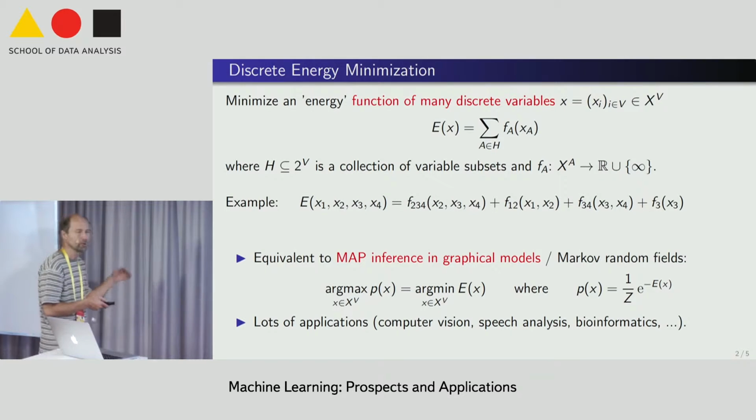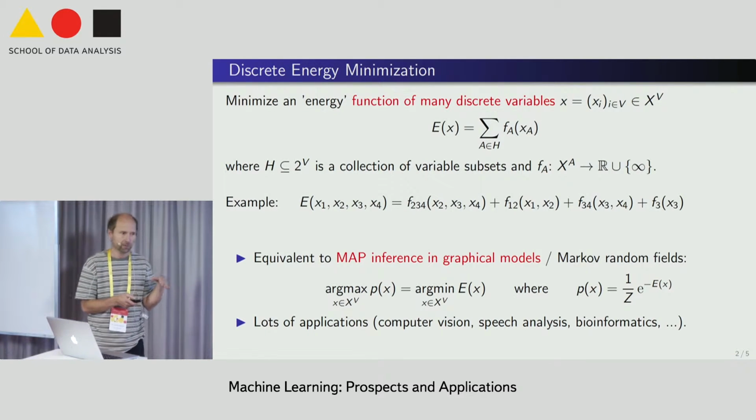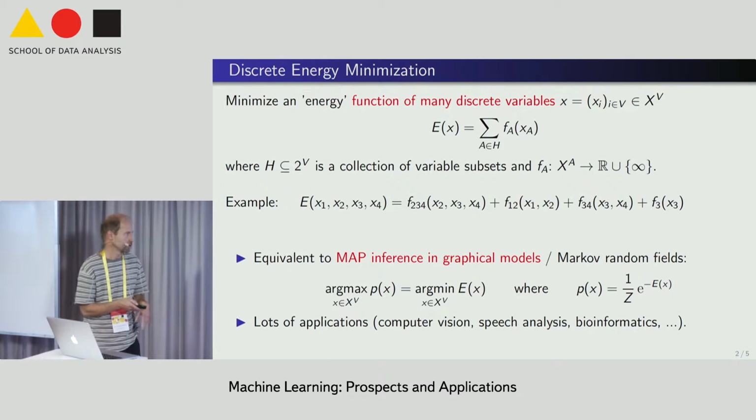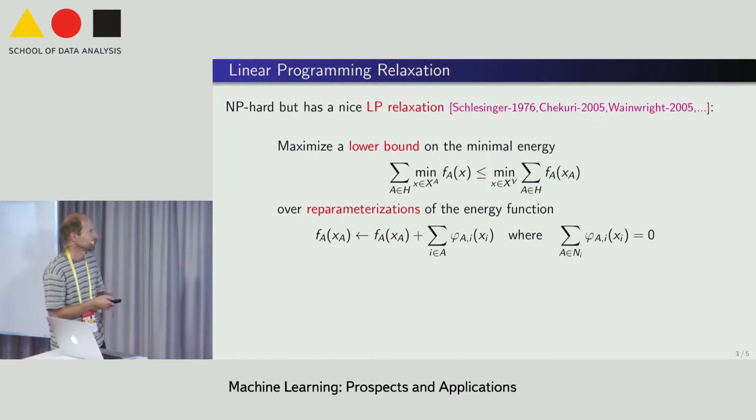So this is a purely combinatorial optimization, but it has an interpretation in a statistical sense. It's equivalent to maximum posterior inference in graphical models or Markov random fields. If I plug this energy function into this formula, I get what is called a Gibbs distribution defined by a graphical model, and then finding the mode of this distribution is equivalent to minimizing this energy function. This has a lot of applications like vision, speech analysis, bioinformatics, economics, and so on.